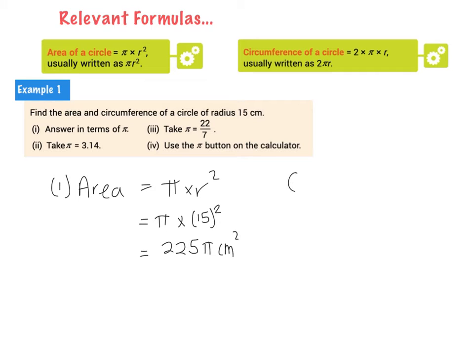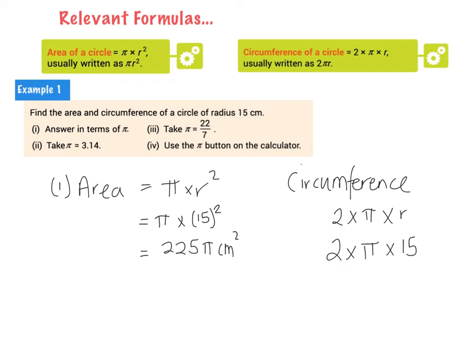And the circumference, the formula is 2 by pi by r. Well, again, it's in terms of pi, so it's 2 times pi times 15. 2 times 15 is 30. So it's 30 pi centimetres. And that's part 1.